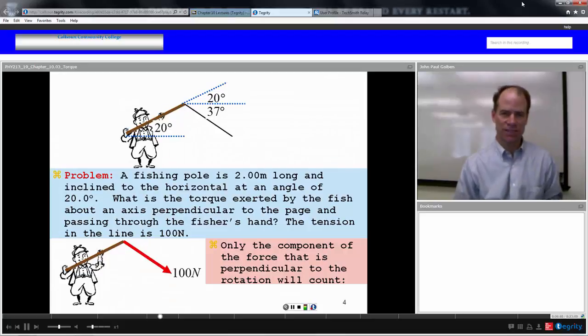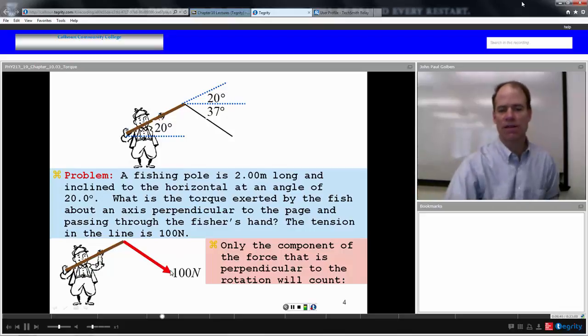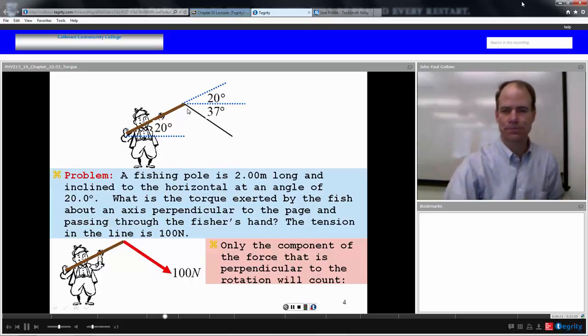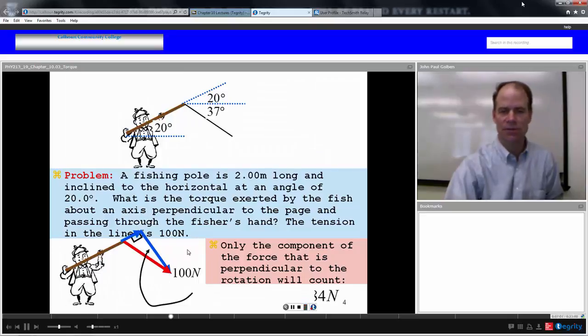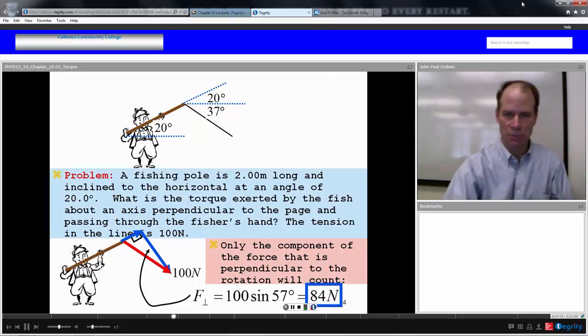What we're really interested in is our moment arm and our perpendicular force. So we want to find the component of this 100 Newton force that is actually perpendicular to our fishing pole. The angle of this pole here is 57 degrees. So if I were to find this right triangle here, the perpendicular component of this force is going to be equal to 100 newtons times the sine of 57 degrees. So that will be 100 times the sine of 57 degrees. 84 newtons will be our perpendicular component.